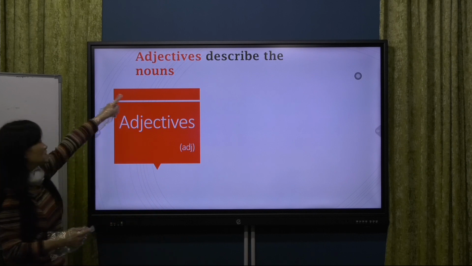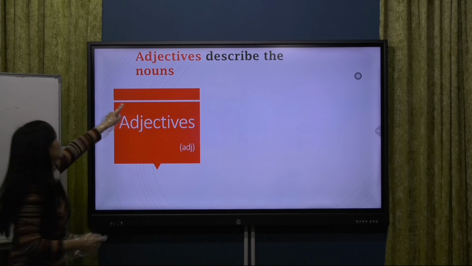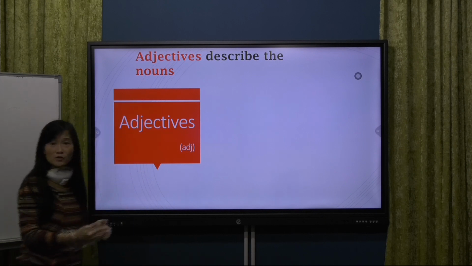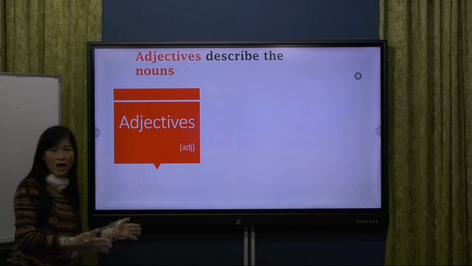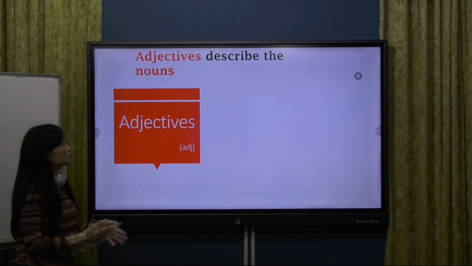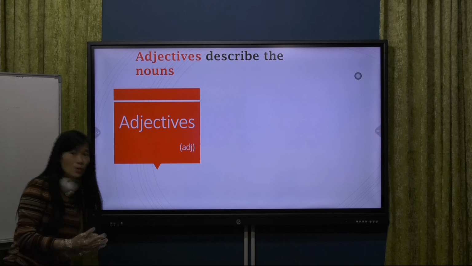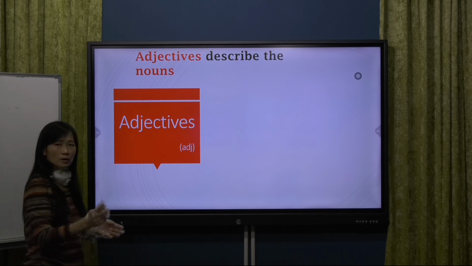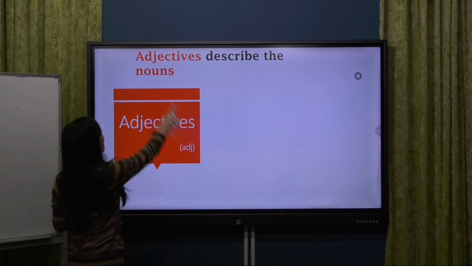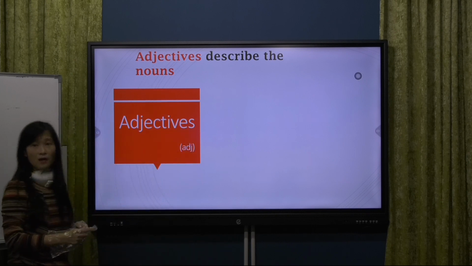So adjectives describe the nouns. It tells you more about the nouns. This is adjective. So adjectives describe the nouns. It tells you more about the nouns. So when we talk about this, we need to focus and go back to nouns first.